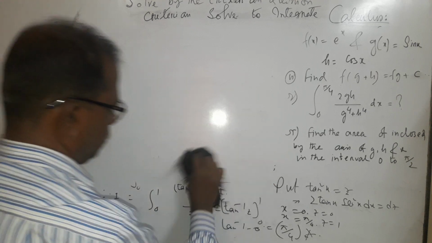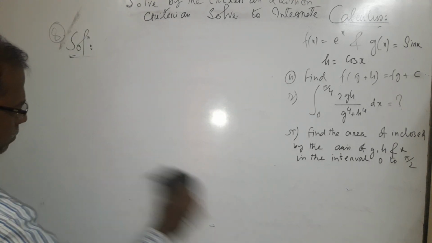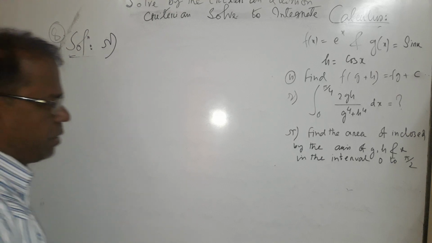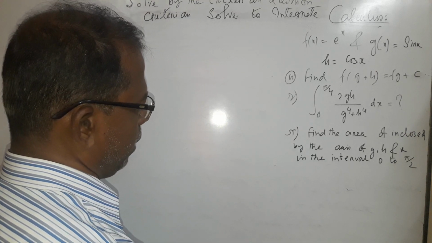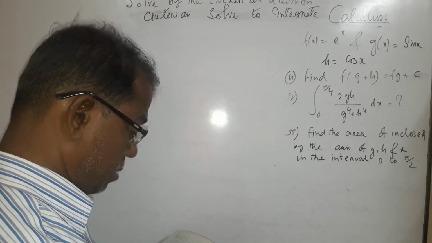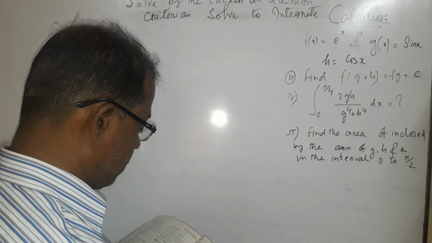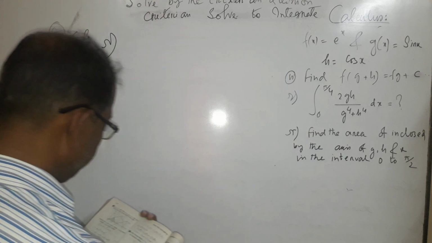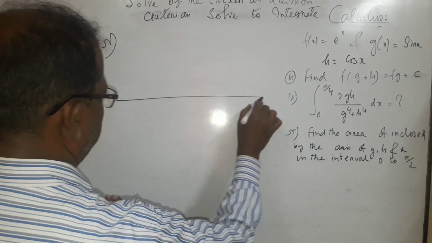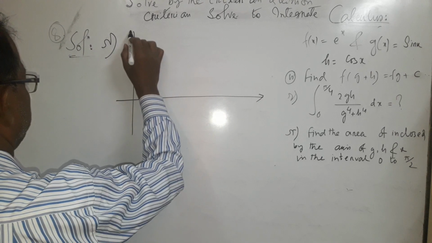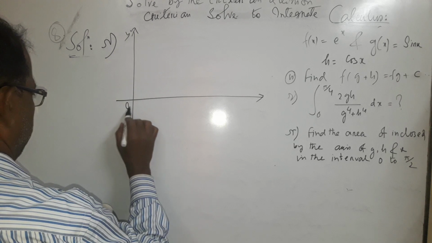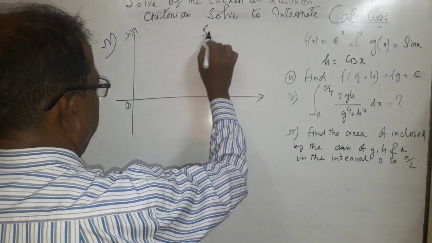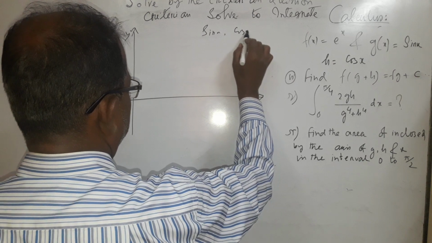Next question number Ga. Find the area enclosed by the x-axis and y-axis, sin x, cos x and x.